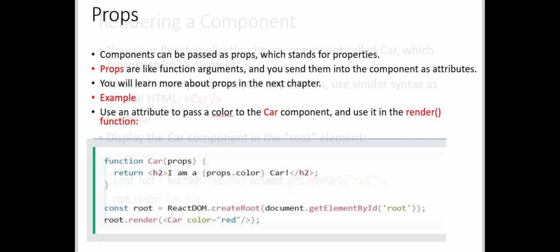Code. Props. Components can be passed props, which stands for properties. Props are like function arguments, and you send them into the component as attributes. You will learn more about props in the next chapter. Example. Use an attribute to pass a color to the Car component, and use it in the render function.